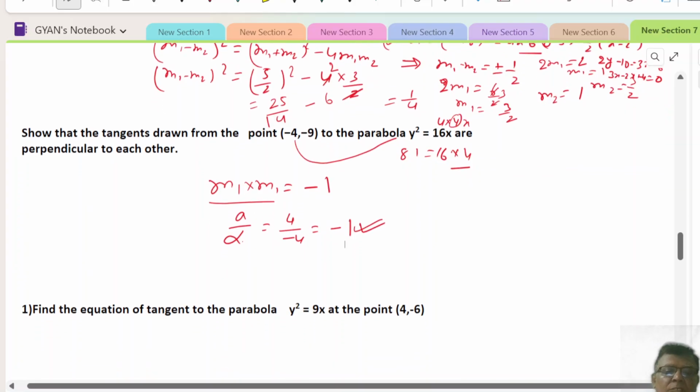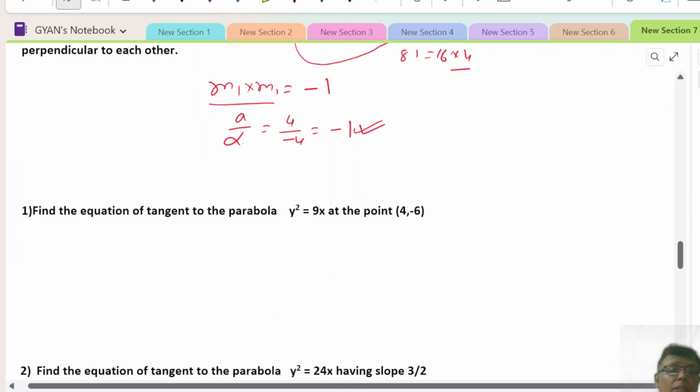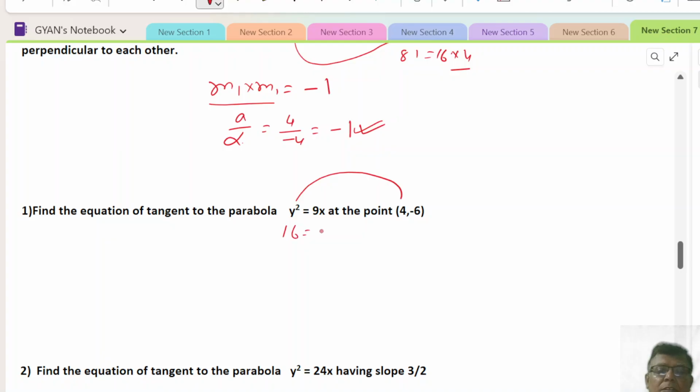Now come to the next question. Whether this point is satisfying this equation. So 4 fours are 16, 36, and 9 into 4 is 36. It is satisfying this equation. So simply the tangent is y y1 is equal to 2a into (x plus x1).